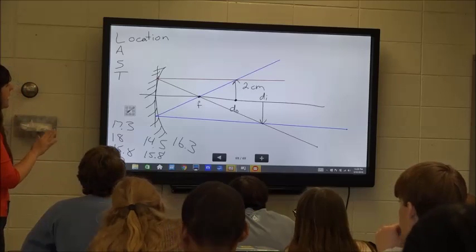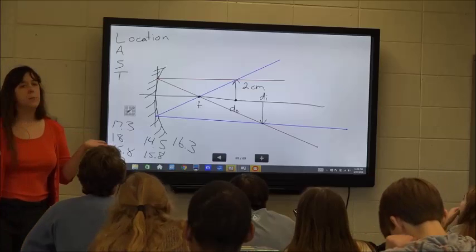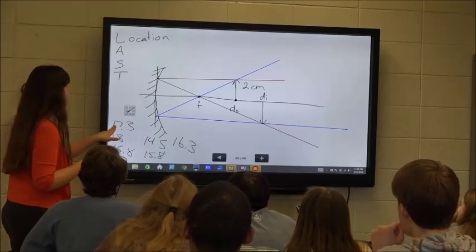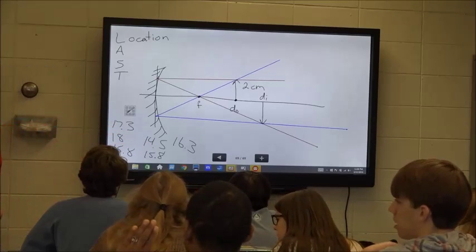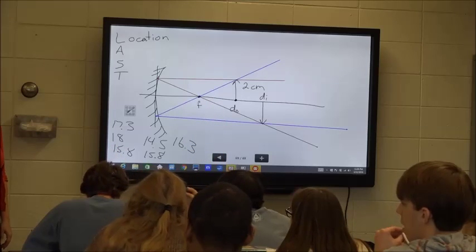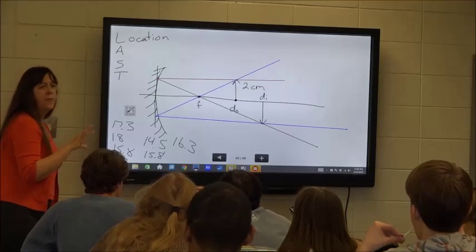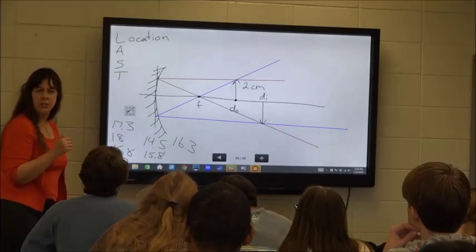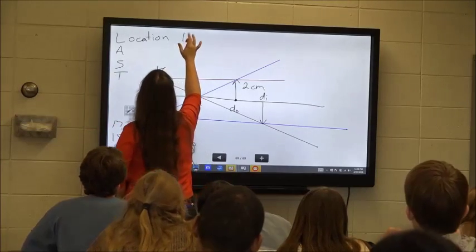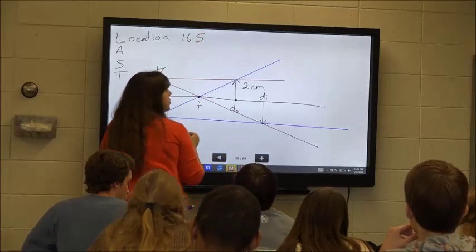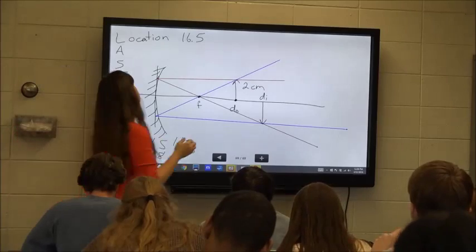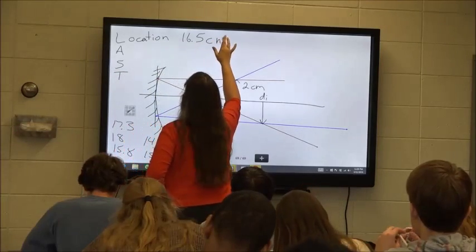Did anybody get anything outside the range of 14.5 to 17.5? 17.9. 18.5. Would you guys agree that 16.5 is kind of in the middle? Yes. That nobody's too far from 16.5? I got 16.58. Should this number have a unit? Centimeters. How do you know? Because you measure in centimeters.